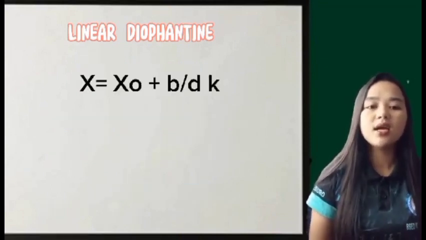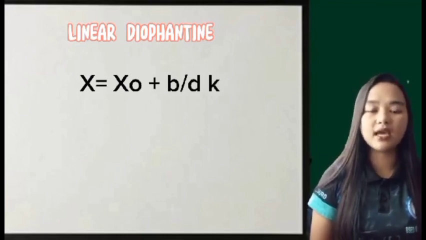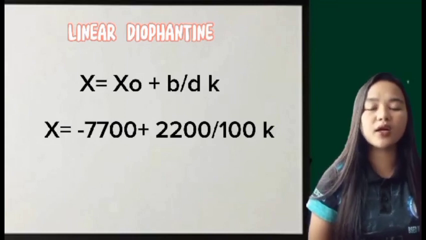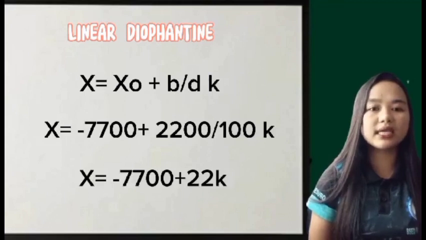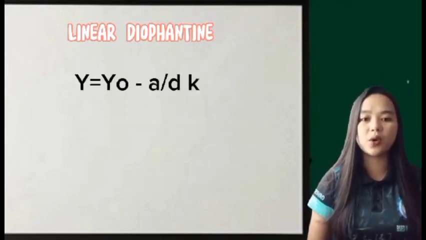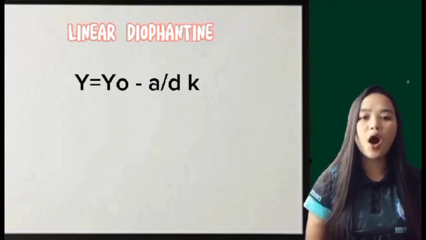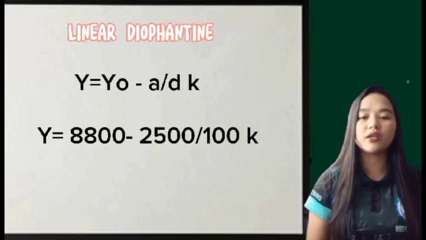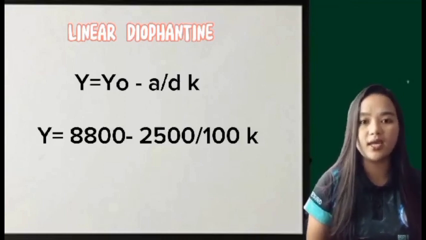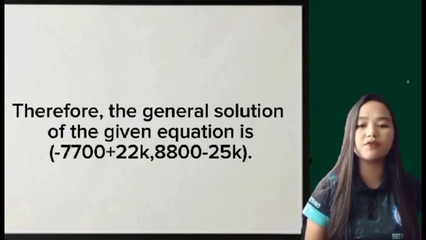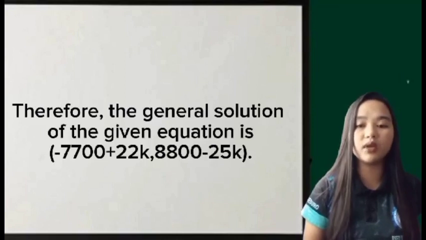Then to find the general solution, x is equal to x sub 0 plus b over d times k. So our x is equal to negative 7,700 plus our b, 2,200, over our GCD 100 multiplied by k. So our x now is x is equal to negative 7,700 plus 22k. To find y, y is equal to y sub 0 minus a over d times k. So y is equal to 8,800 minus our a, 2,500, over our GCD, which is 100, multiplied by k. So our y is equal to 8,800 minus 25k. Therefore, the general solution of the given equation is negative 7,700 plus 22k and 8,800 minus 25k.